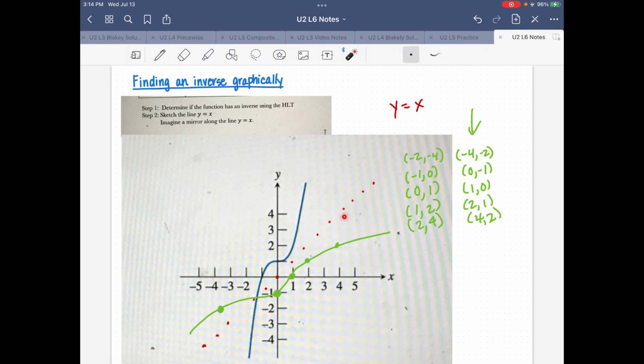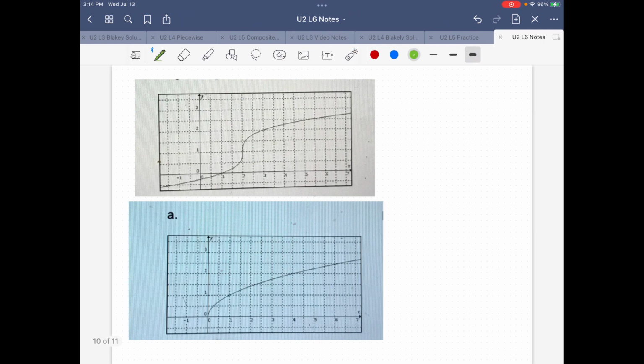All right, so let's try another one. We want to draw the inverse function of this function. First, we need to see, does it have an inverse that's a function? Well, when I do my horizontal line test, it only goes through one point at a time. So it passes the horizontal line test. All right, so then the next thing I want to do is draw my imaginary y equals x, and that's where these red dots are going to be.